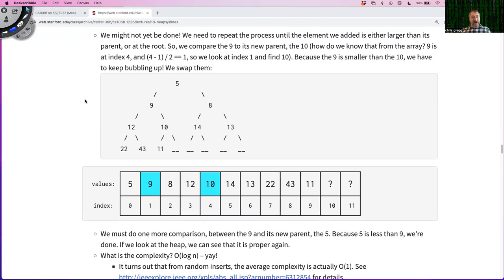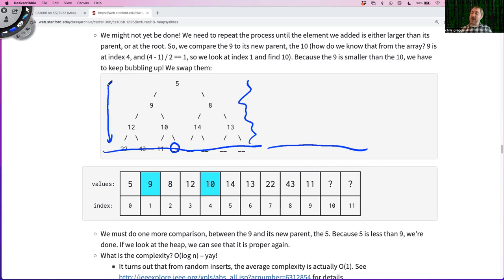What is the big O for this algorithm? That's the real question here, right? It needs to take an element that's added at the lowest level down here, and it needs to bubble it up. Well, guess what? It turns out that the height of a tree is log base 2 of the number of elements in the tree. There's probably a minus 1 in there somewhere, depending, but basically you can round it to log n.